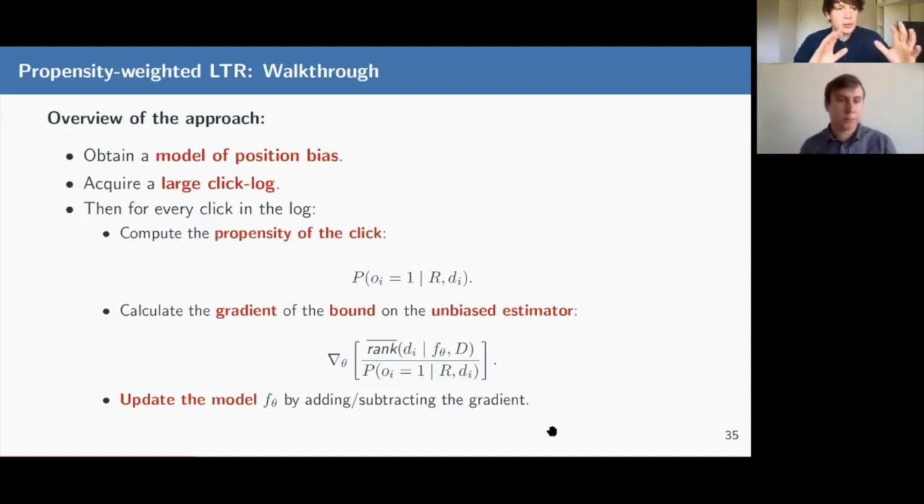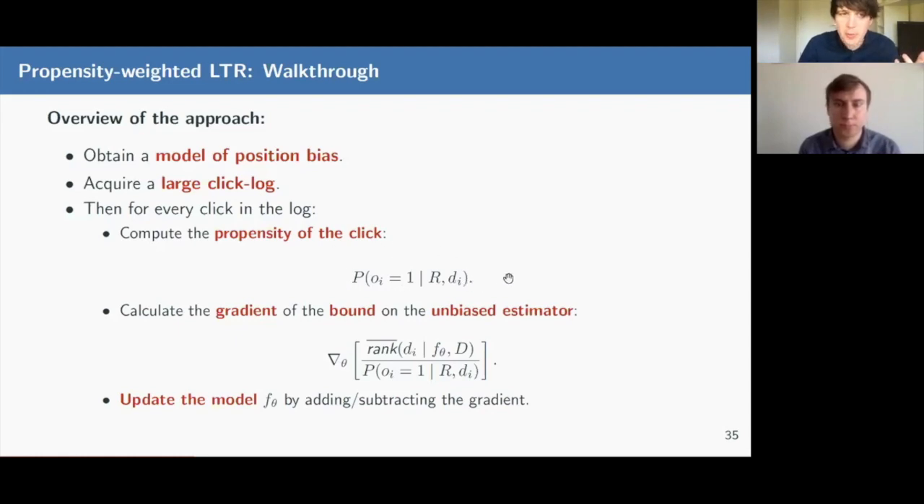I'm going to summarize the approach because we've talked about quite a lot, and we want to make sure that you understand what this actually looks like in practice. We've talked a lot about the theory so far. The first step in this counterfactual approach is you need to have some model of position bias. We need to explicitly have these probabilities because we're going to use them as propensities. Then we acquire a large click log. So you need some clicks that occurred in the past under your ranking system that you already had running. And then for every click in that data set, in that log, you will have to compute the propensity.